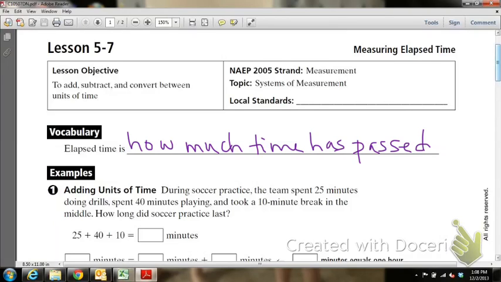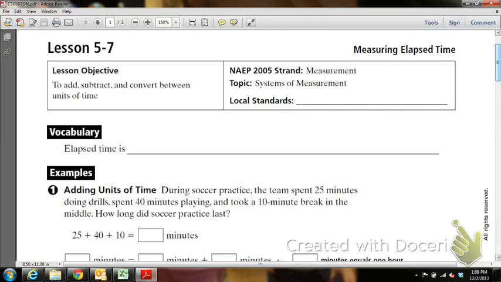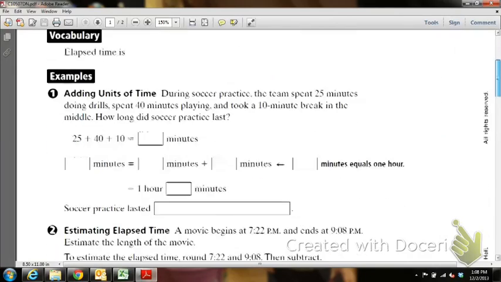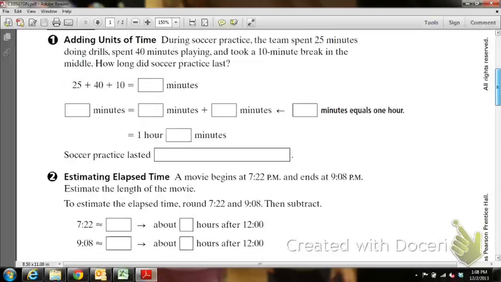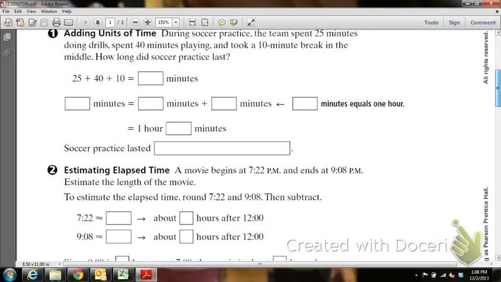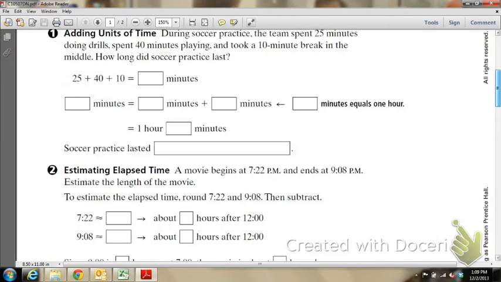So I'm going to scroll down. We're going to add these units of time. During soccer practice, the team spent 25 minutes doing drills, 40 minutes playing, and took a 10-minute break in the middle. How long did soccer practice last? So first thing, we're going to add up all the minutes. 25 plus 40 plus 10 gives you 75 minutes.